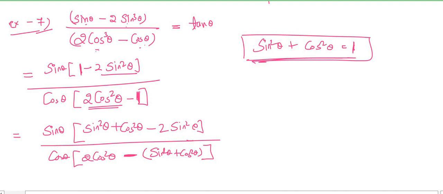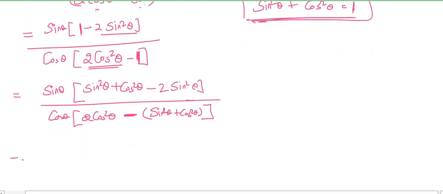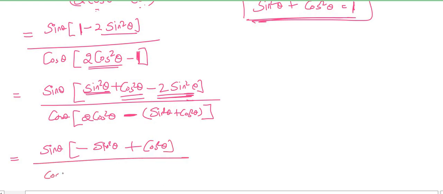अब let's try to simplify it. ठीक है, let's try to simplify it. So this will become sin theta. देखिए, what is sin square minus 2 sin square is nothing but minus sin square, and what is this? Plus cos square divided by cos theta as it is. ठीक है, तो here let me open the bracket. This is 2 cos square theta minus sin square theta minus cos square theta. ठीक है, now you tell me what can we do?